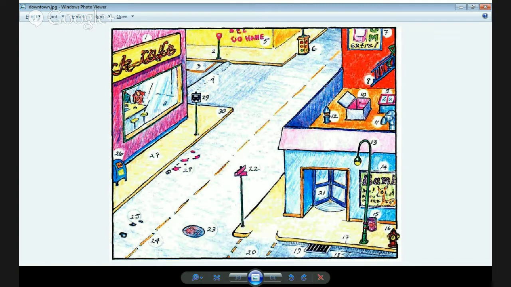If you don't know the word, you can say I don't know. You can also say what it does. What is that? What's the purpose of that thing? What does it do? What do we use it for? Number 16. What do we use it for?